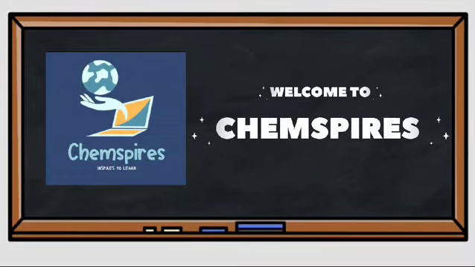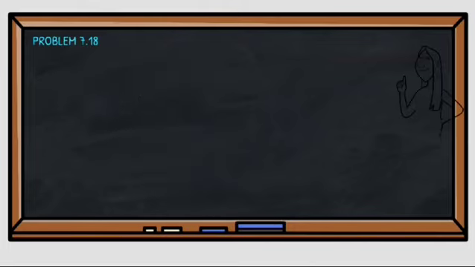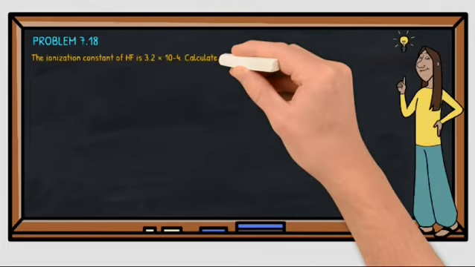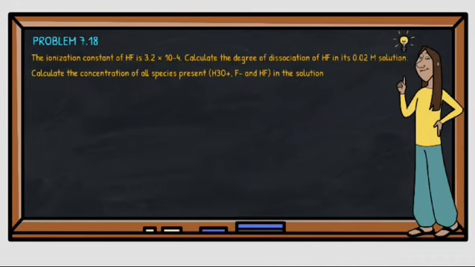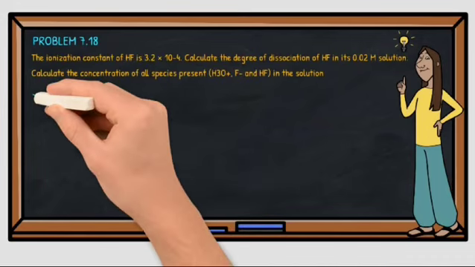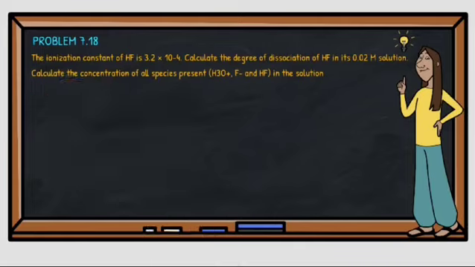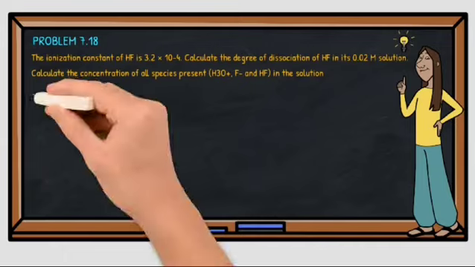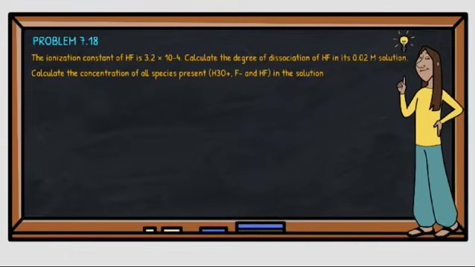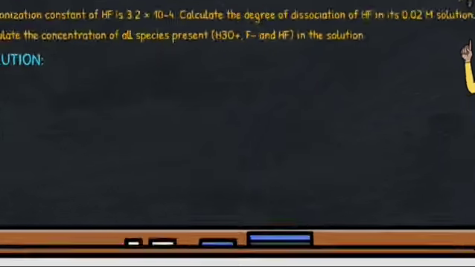In this video, we'll be looking at problem number 7.18 from the 11th Standard Chemistry NCERT textbook. The question is: the ionization constant of HF is 3.2 × 10^-4. Calculate the degree of dissociation of HF in its 0.02 molar solution. Calculate the concentration of all species present, H3O+, F-, HF, in the solution. Let's solve it.